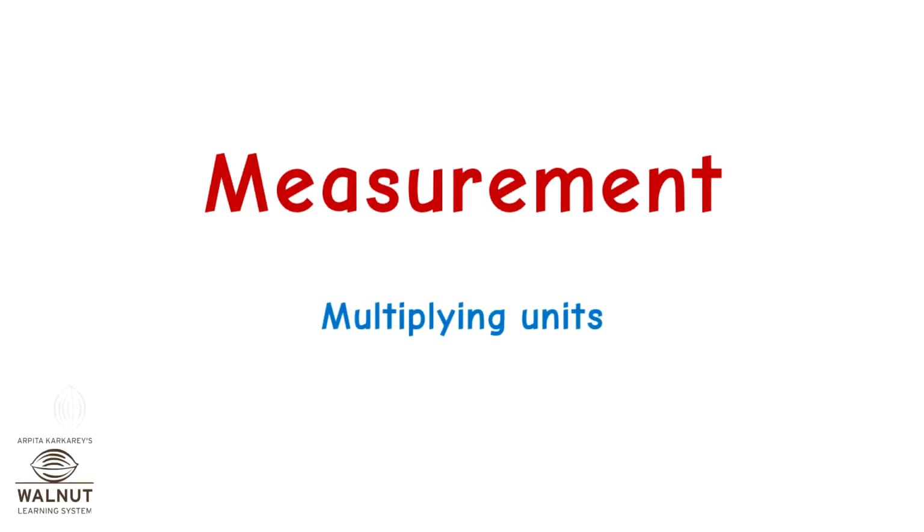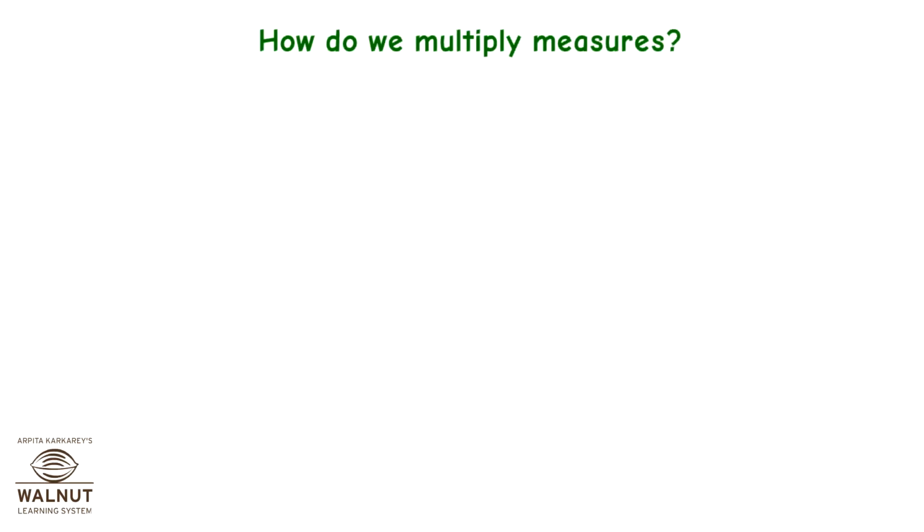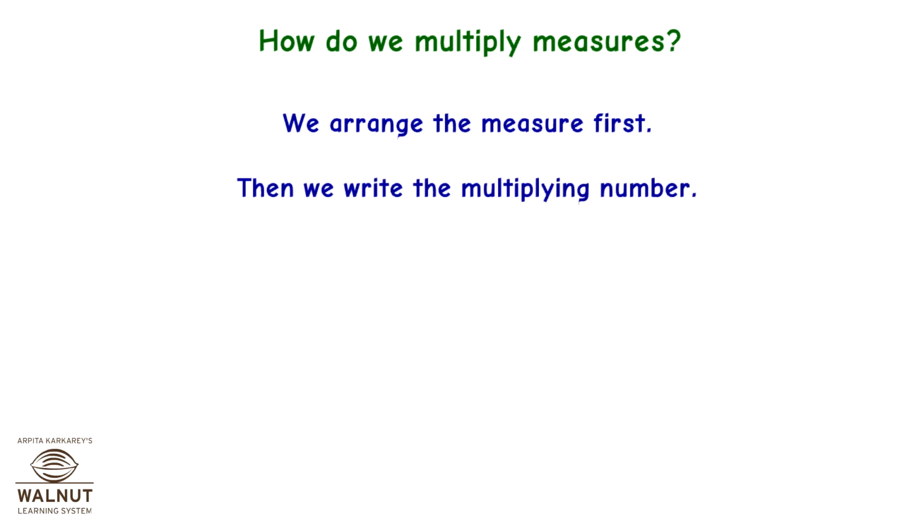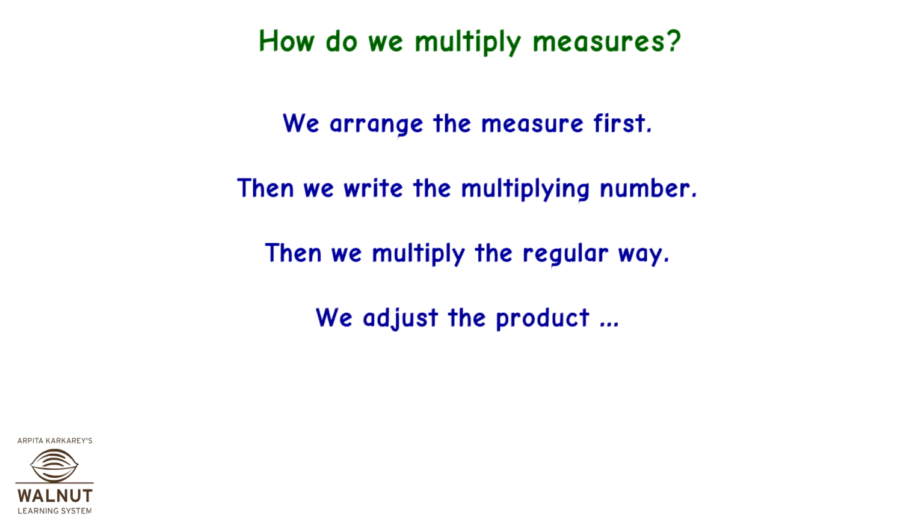Measurement. Multiplying units. How do we multiply measures? We arrange the measure first, then we write the multiplying number, then we multiply the regular way. We adjust the product and get the final answer. Does that sound too complicated? Here, let's just solve a few and you will know what I'm talking about. It's easier to just do it.